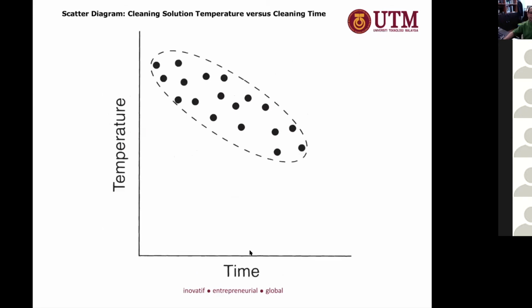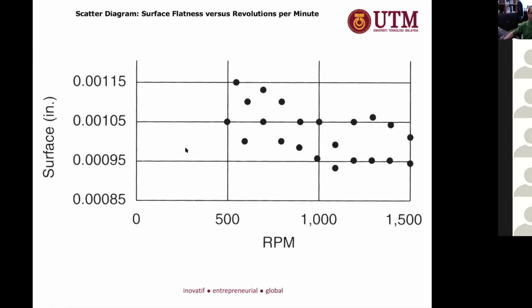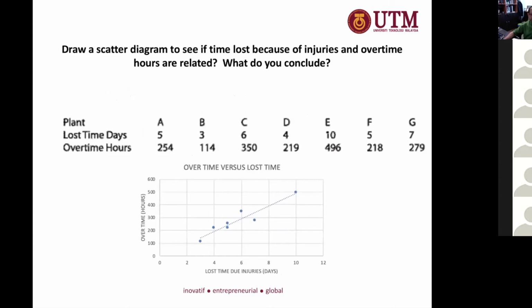Temperature and time, this is the correlation. And surface to rotation, revolution per minute. Revolution per minute is the independent. This is our yield, our dependent. This one can be plotted like this. Plant A, B, C, and D. Lost time for plant A is 5. 5 is something around here.